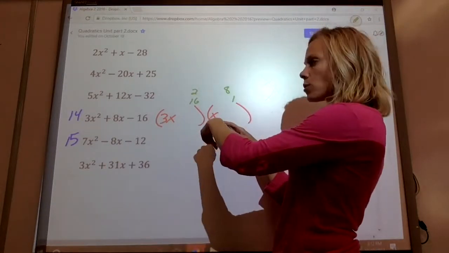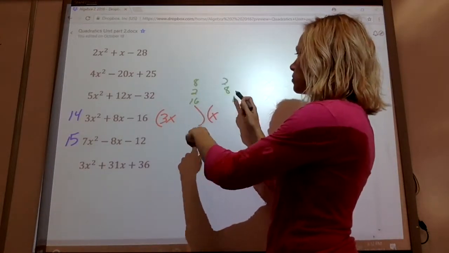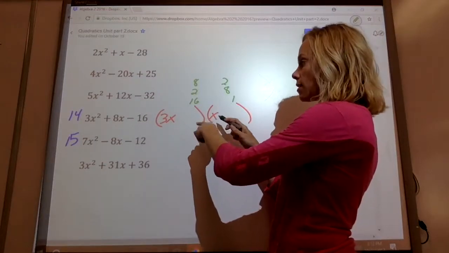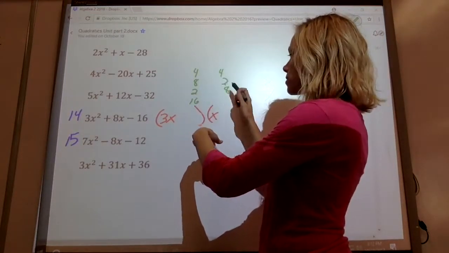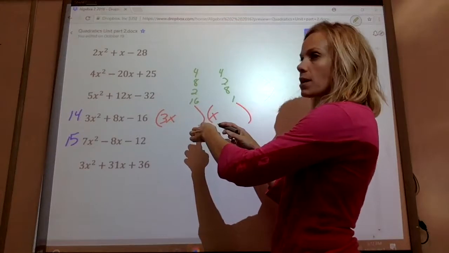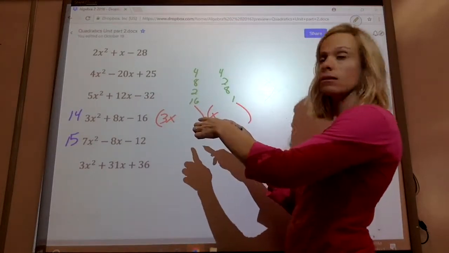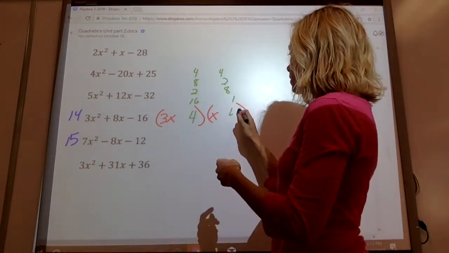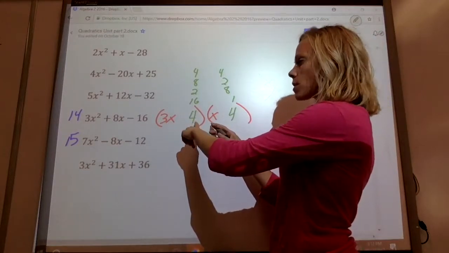Does 24 and 2 give me 8? No. 8 and 2. Does 6 and 8 give me 8? No. How about 4 and 4? Does 12 and 4 give me 8? Yes. Wait, so which one? 4 and 4. Because 12 minus 4 is 8.